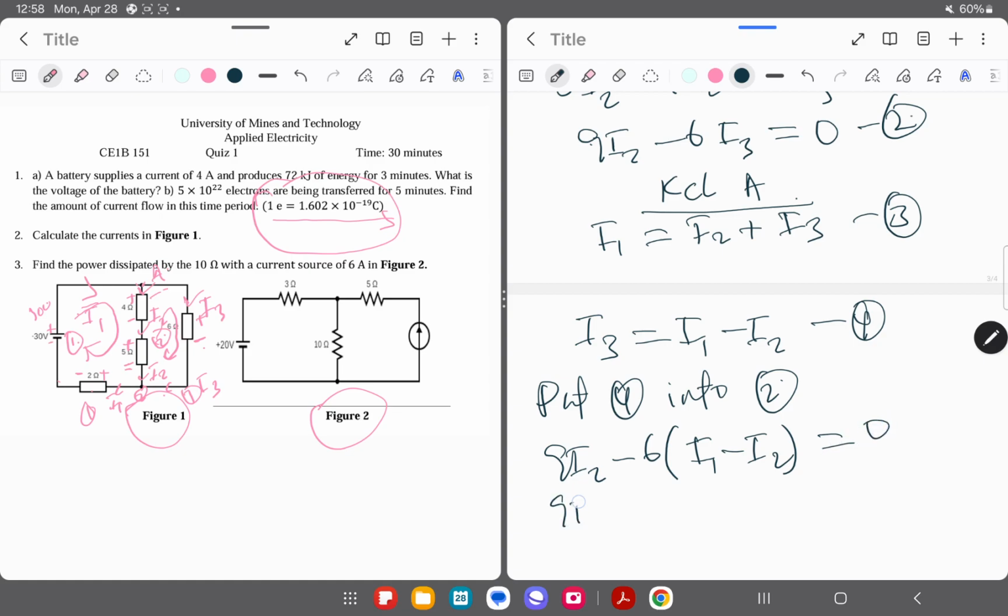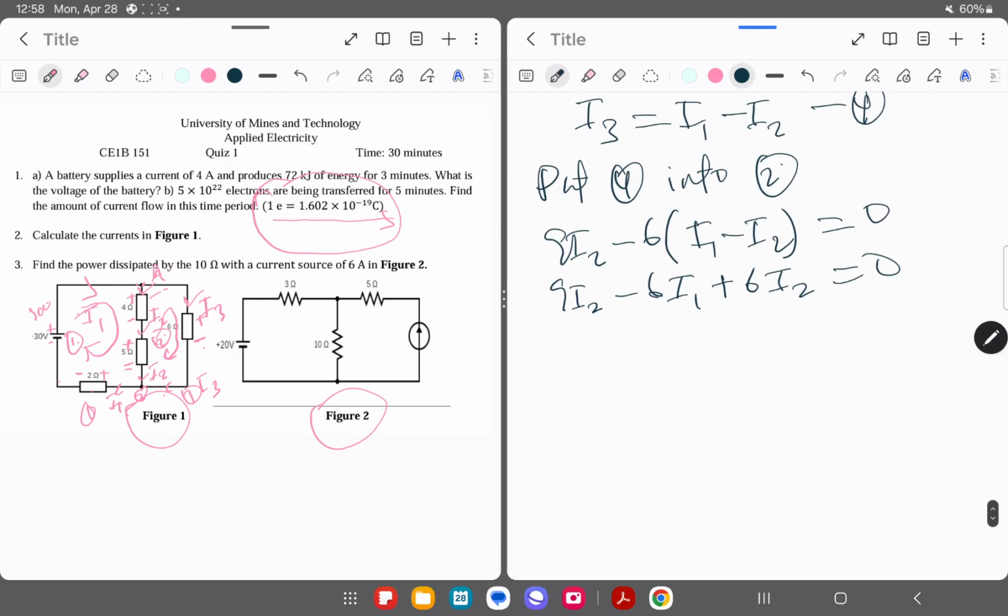So 9 I2 minus 6 I1, here we want plus 6 I2 equals to 0. So we simplify this and we label it as equation 5. So I have here minus 6 I1, 9 plus 6, that is 15 I2 equals to 0. Say equation 5. I have my equation 5 now.